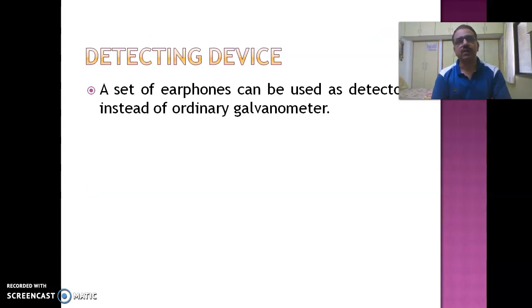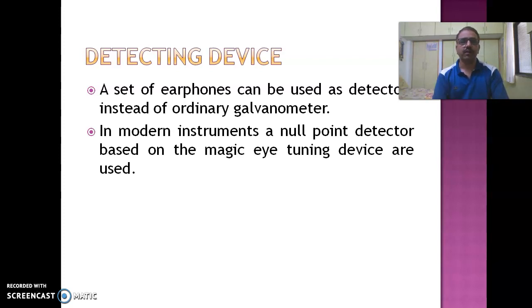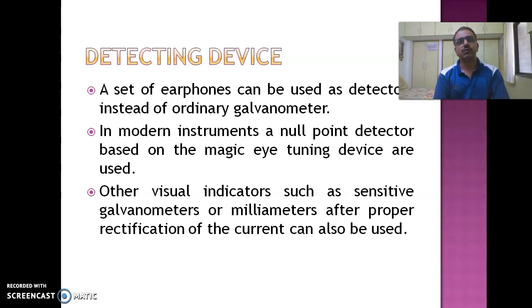So in most of the conductometers in earlier days, they used earphones or a set of headphones as a detector instead of ordinary galvanometers. However, in modern instruments, a null point detector based on the Magic Eye tuning device is used. Other visual indicators such as sensitive galvanometers or milliammeters after proper rectification of the current can also be used.